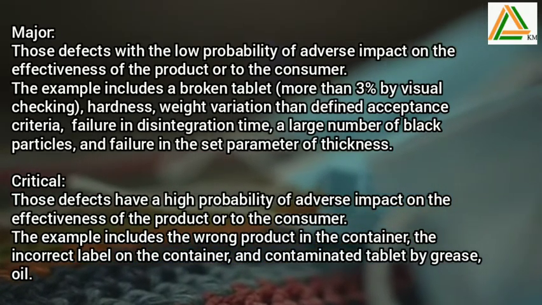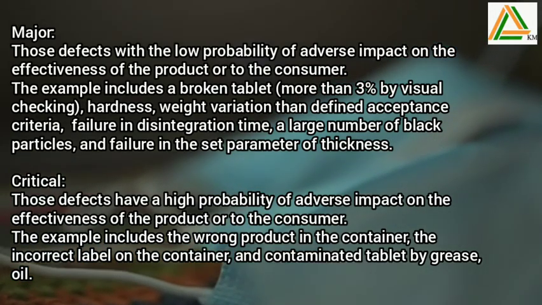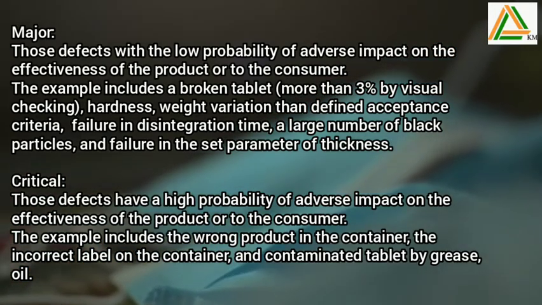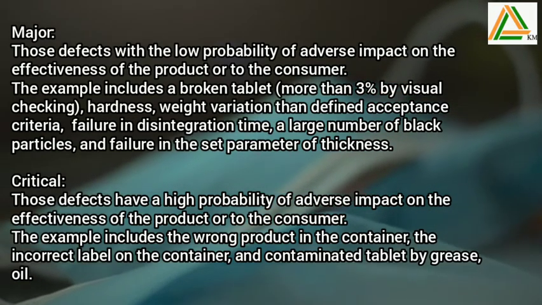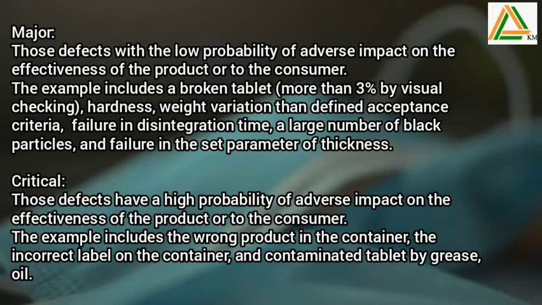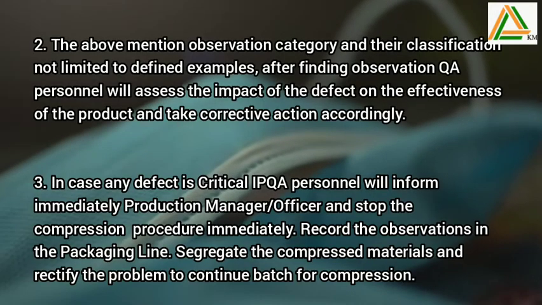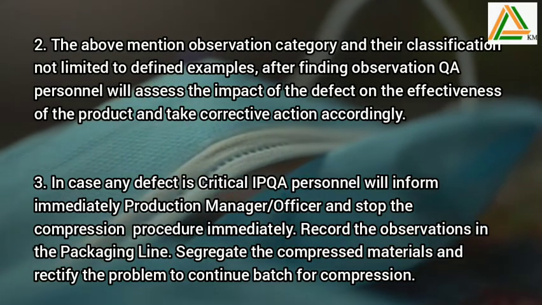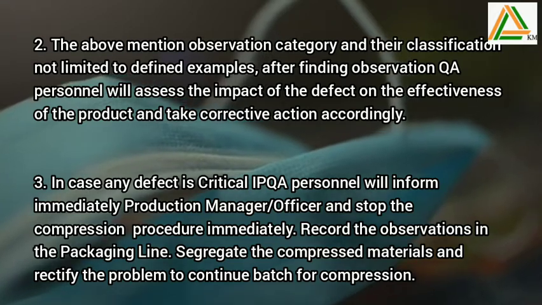Critical: those defects have a high probability of adverse impact on the effectiveness of the product or to the consumer. The examples include the wrong product in the container, the incorrect label on the container, and contaminated tablet by grease, oil. 2. The above-mentioned observation category and their classification are not limited to defined examples.